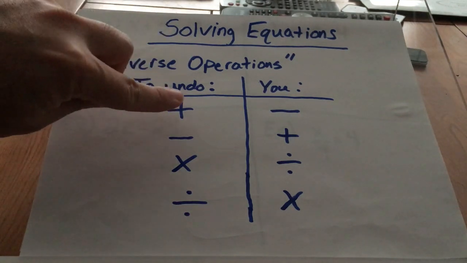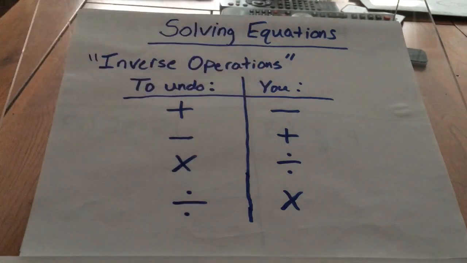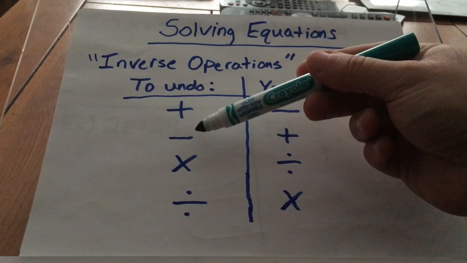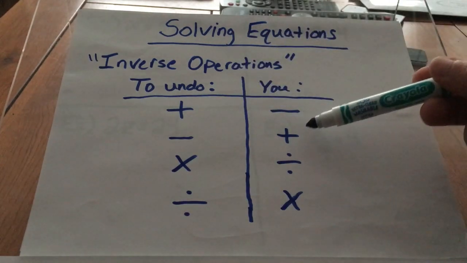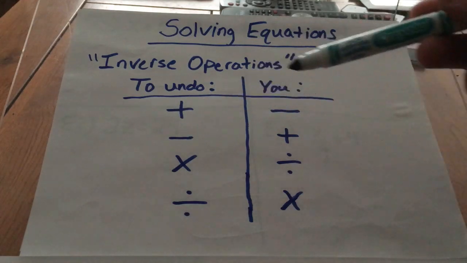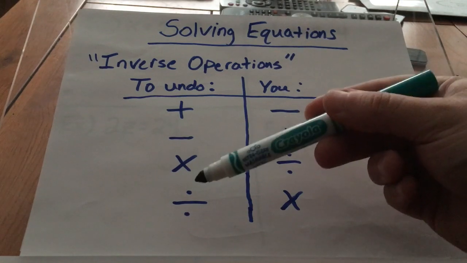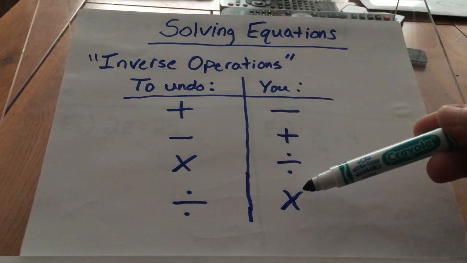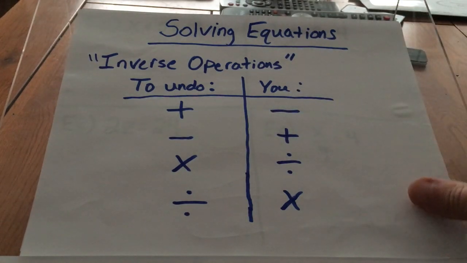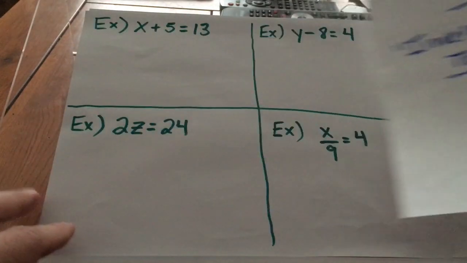So this plus here is going to be undone by a minus. If you had a plus 3, to undo it, you would minus 3. If you had a minus 3, to undo it, you would plus 3. If you had something times 3, then to undo it, you would have to divide by 3. And then finally, if you're dividing by 3, then you have to multiply by 3 to undo that. All right. So if you know those few things, then solving equations will be a breeze.